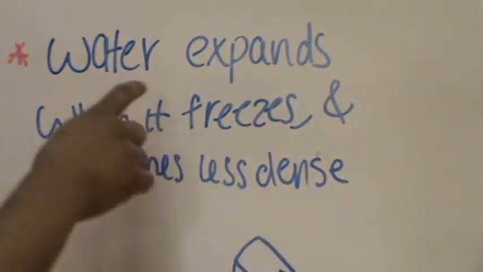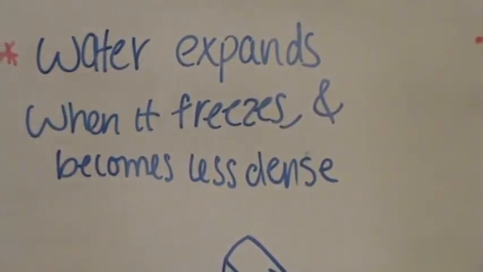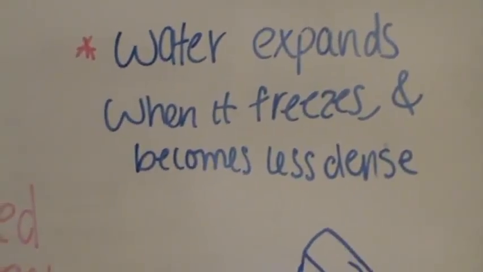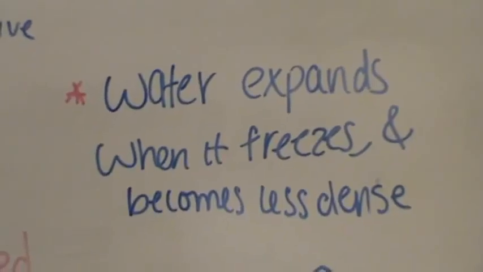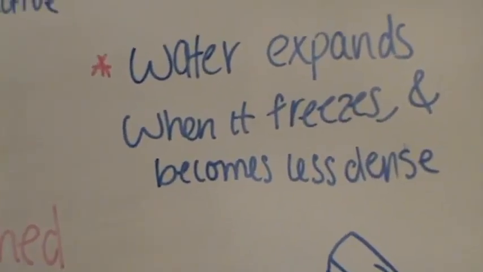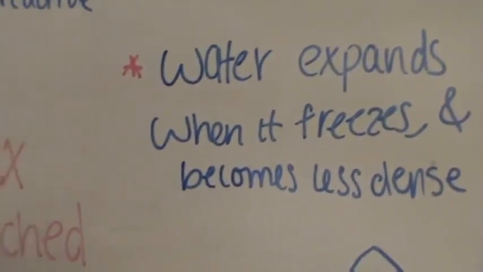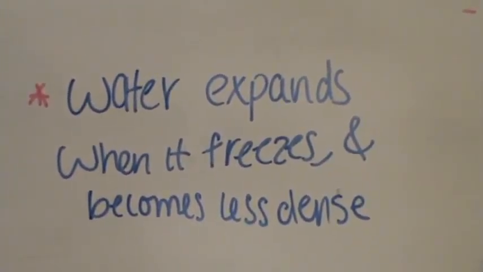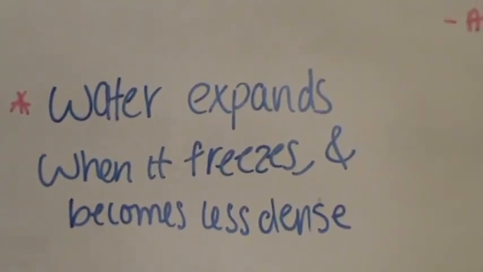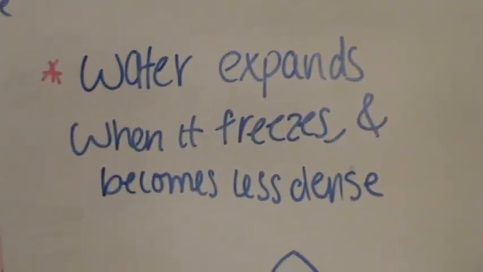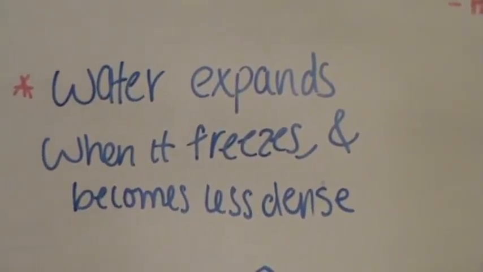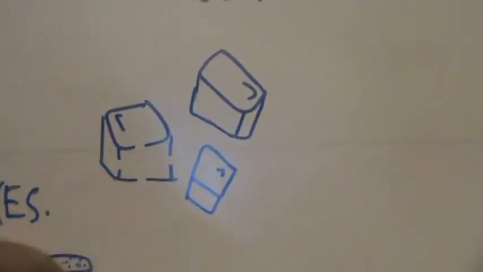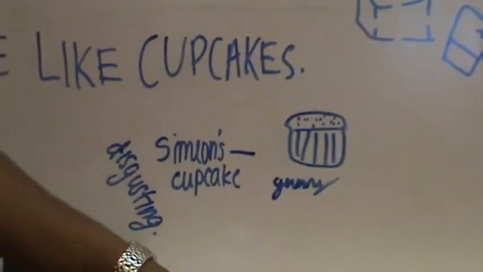Water expands when it freezes and becomes less dense, like an ice cube, unlike normal substances, which contract and become more dense. That's why water's special. When water freezes, the particles go farther apart, so it's less dense, and it'll float on top of regular liquid water.